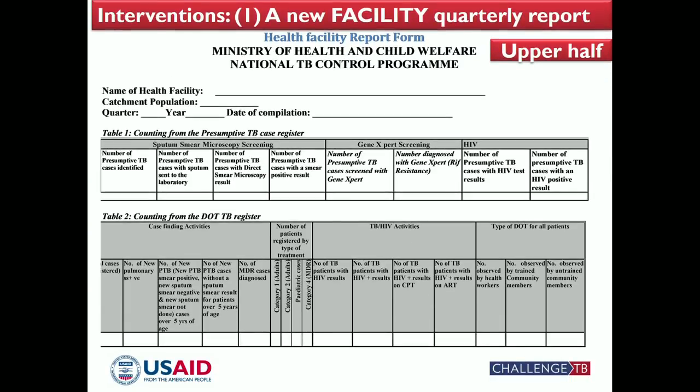So this is how the report looked. This is the upper page. It focused on data from the presumptive TB registers, looking at the number of presumptive TB cases identified, number with sputum sent to the lab, number with results, number with positive results, disaggregated by microscopy and GeneXpert, and also the number of presumptive TB cases tested for HIV and number with HIV positive results. Because Zimbabwe is a high HIV TB burden.